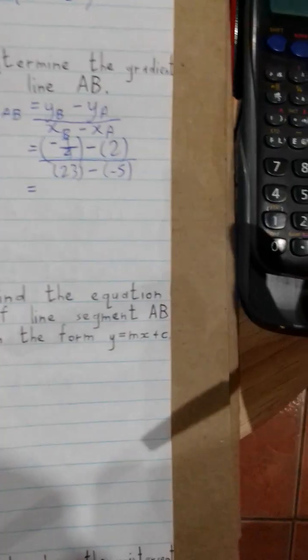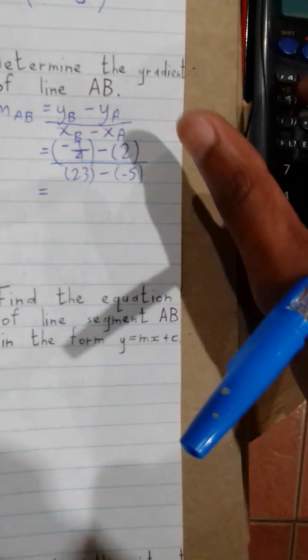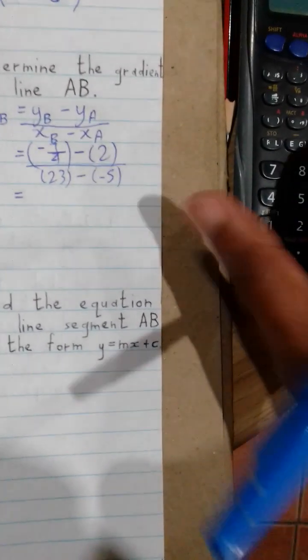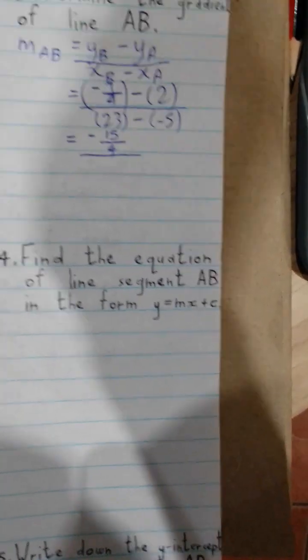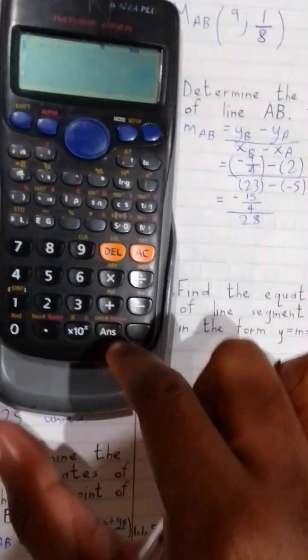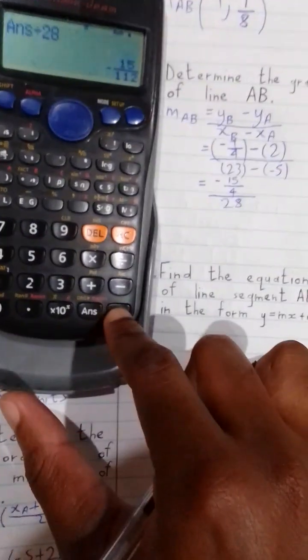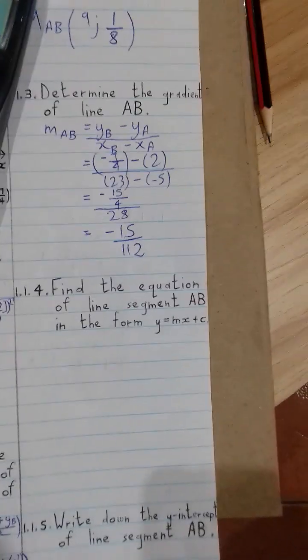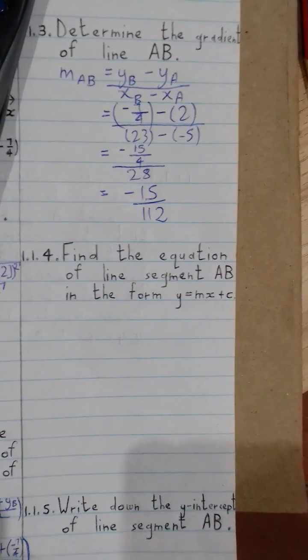We're going to say negative 7 over 4 minus 2 is negative 15 over 4, over 23 plus 5, which is 28. So negative 15 over 4 divided by 28 is negative 15 over 112. Okay, hope that is clear and I hope that makes sense.